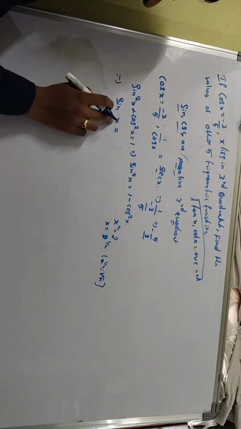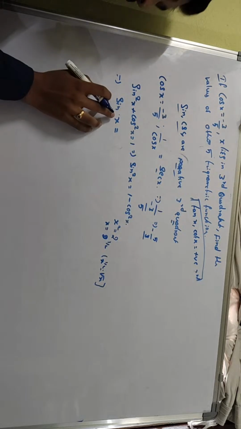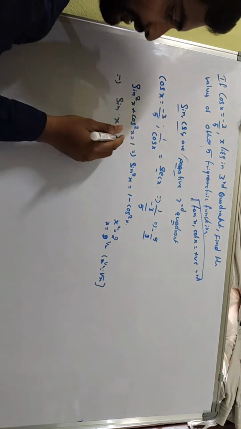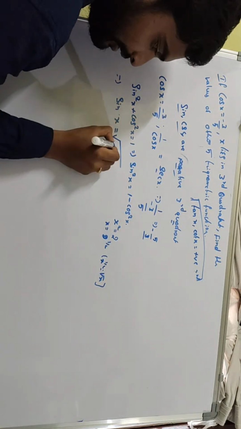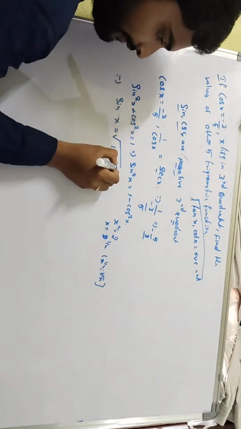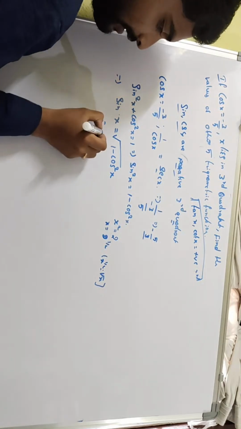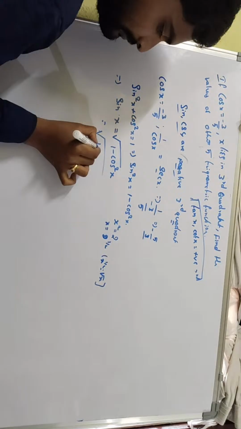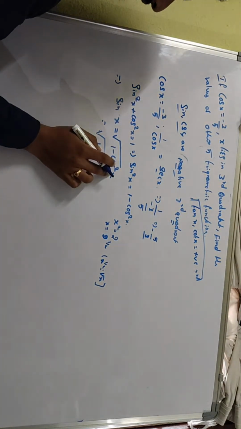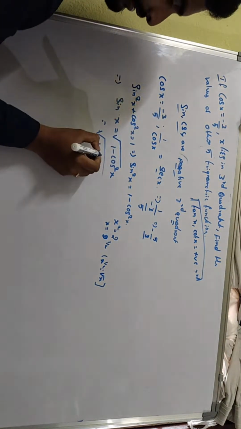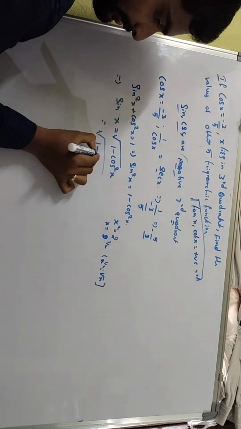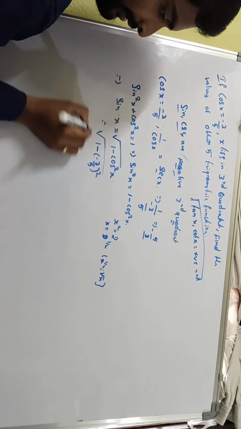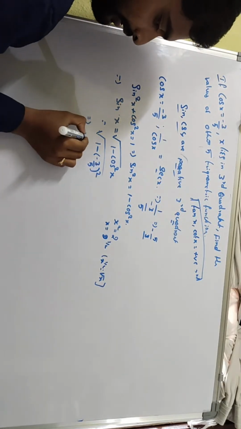For this case, sin x is on the left side, and the square goes to the right side, so we get the square root of 1 minus cos square x. Already we have the value of cos x here, minus 3 by 5. So it is the square root of 1 minus, minus 3 by 5 whole square.